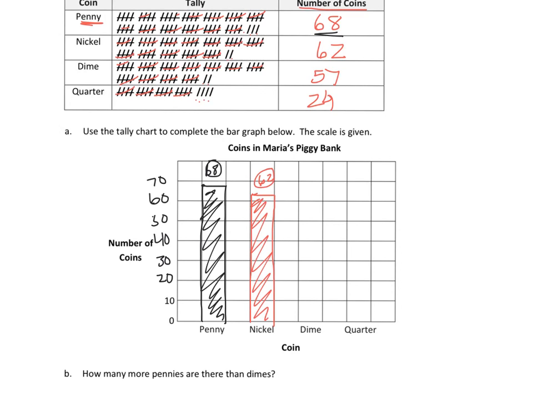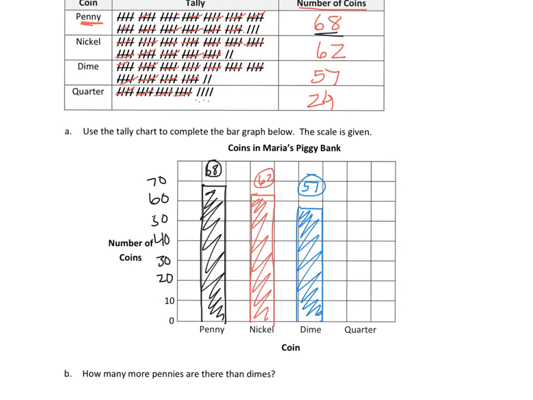Dimes, I have 57. So it's between 50 and 60, but I know 55 is between 50 and 60. So I got to go a little bit above that halfway point, because the halfway point is 55, so I want to go just above it to show 57. And then I'm going to write that and circle it.